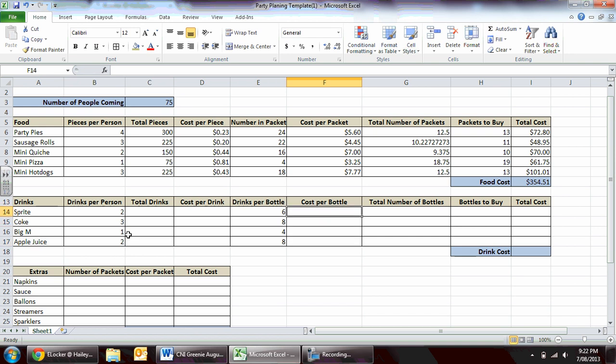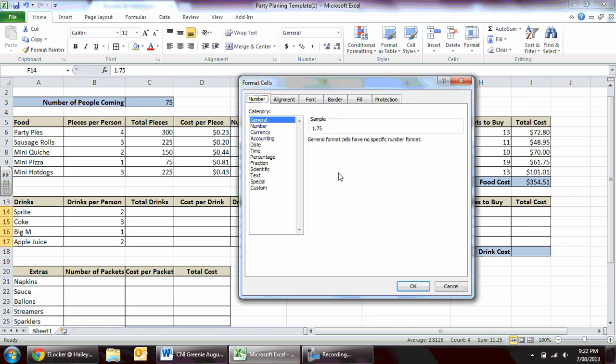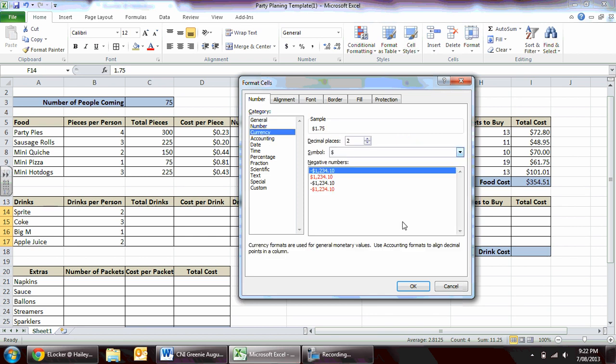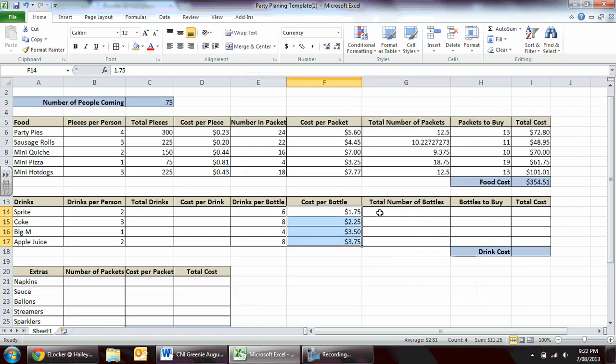Cost per bottle for Sprite, you get it on special at $1.75. Coke is going to cost you $2.25. Big M is $3.50. And apple juice is $3.75. Highlight all those, right click, format cells, currency, okay. Right, so far so good. Total drinks equals B14 times C3.